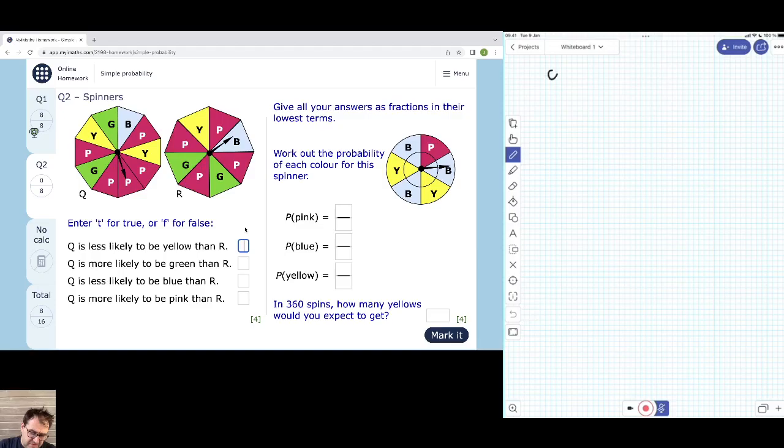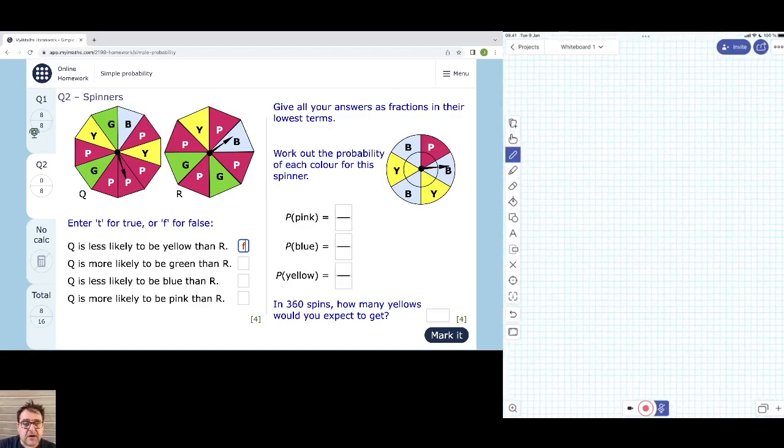Well, let's just have a look at the probabilities. So on Q, the probability of yellow is, well, there's 2 yellows out of 10, 2 out of 10, which is the same as a fifth. But on R, the probability of yellow is, well, there's just 1 yellow out of 8. So 1/8 is smaller than a fifth, so it's more likely to be yellow on Q. So Q is less likely to be yellow than R. That's false.